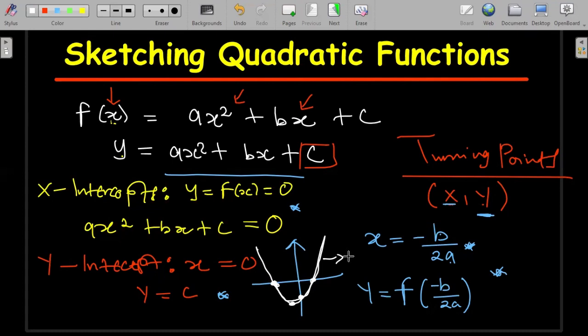And then another way in which we can sketch these quadratic functions is to complete the square. Okay, so now when you complete the square, you're always going to end up with a certain form.